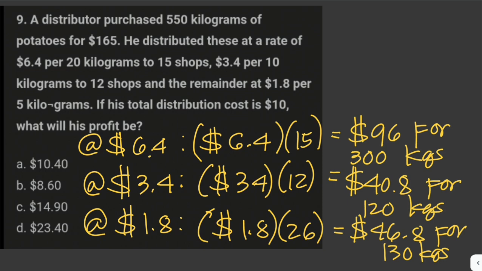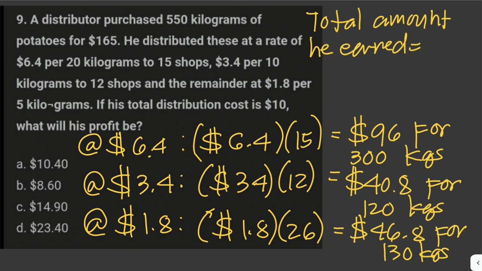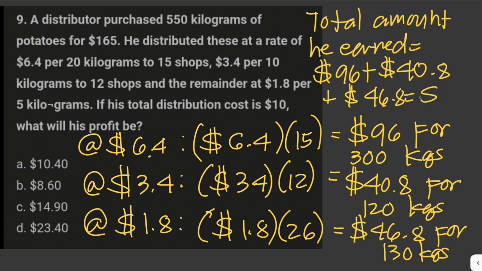So the total amount he earned is equal to $96 plus $40.8 plus $46.8. So this is just equal to $183.6. And now it is given here that the total distribution cost is $10. Then we can solve for the profit.